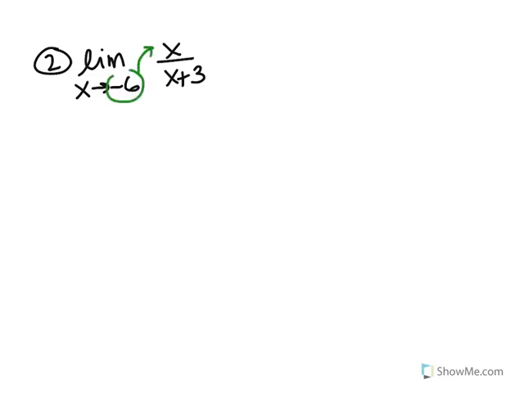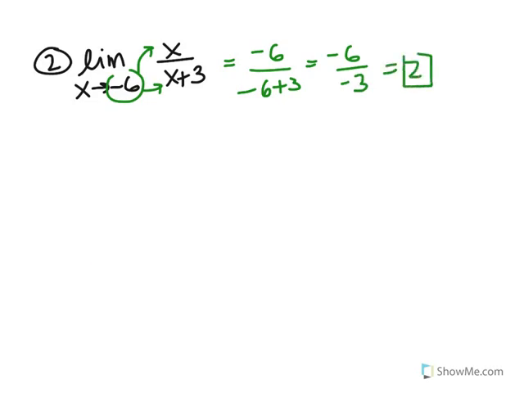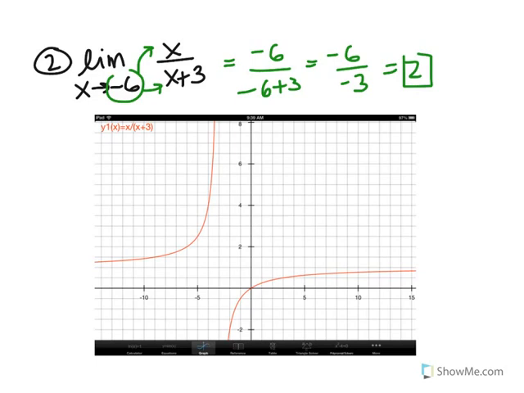In the second example, we have the limit as x approaches negative 6. We're going to take negative 6 and plug it in, and we end up getting negative 6 over negative 6 plus 3. When I simplify that, I get negative 6 over negative 3, or positive 2. If I look at the graph, as x approaches negative 6, which is about right here, the graph from each direction is approaching the y value of 2, so thus the limit is 2.